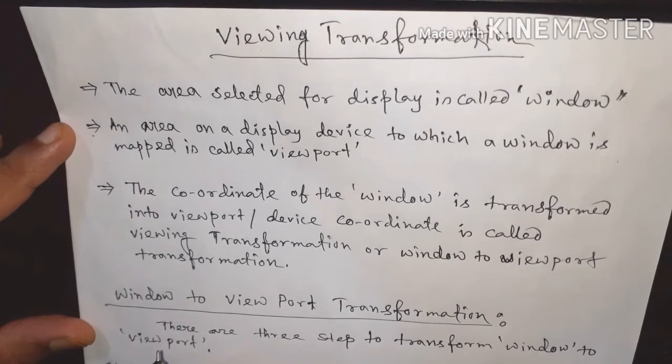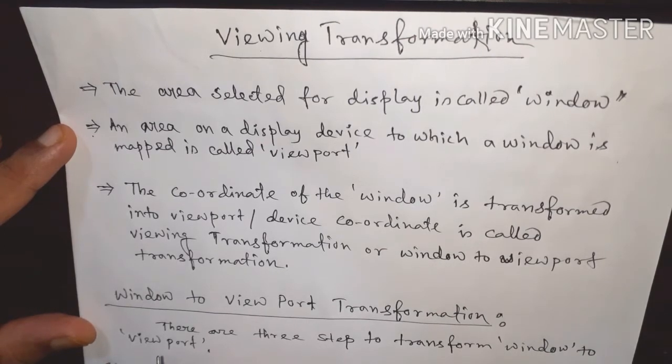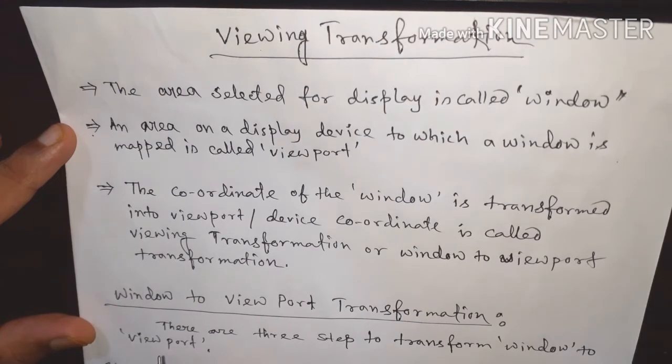Dear student, now I would like to discuss viewing transformation. Sometimes an image may be very complex. It is difficult to read. In such a situation, it is useful if we display only the interested portion of an image.